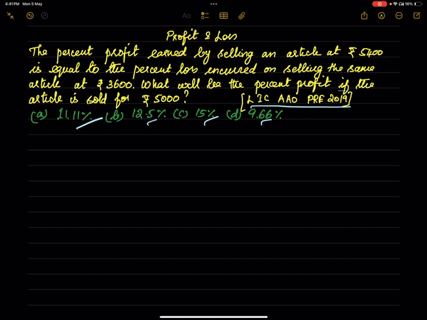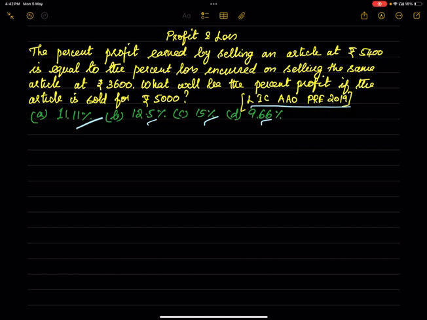What is profit? If a person is buying an article and selling it for more money, that is, if the selling price is more compared to the cost price, he will get profit. If the selling price is less than the cost price, then he will get loss. In this problem, cost price is not given.